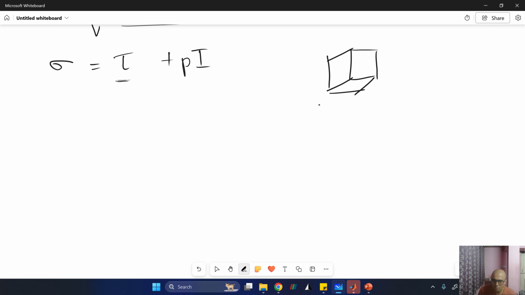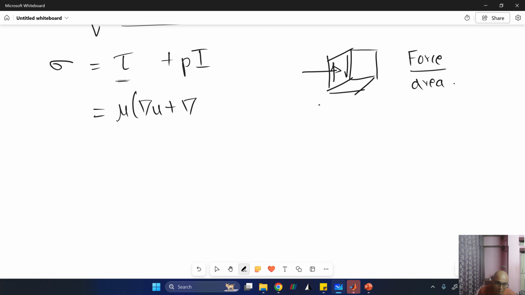So if this is your fluid packet, and you're thinking of the force per area applied on this, you can just think of it as a normal force, but you could also think of it as a force which is acting tangentially. So all of this deformation really is accounted for in your viscous stresses, right? So these are basically mu, your viscosity, into your grad of your velocity plus the transpose of that, plus your pressure, right? So your pressure is basically your thermodynamic variable.